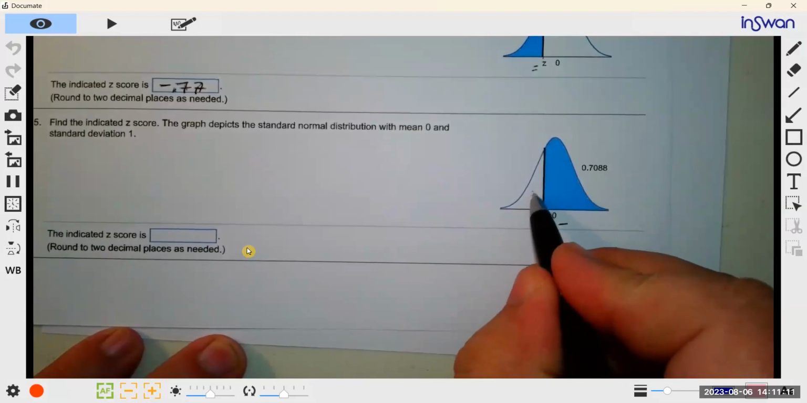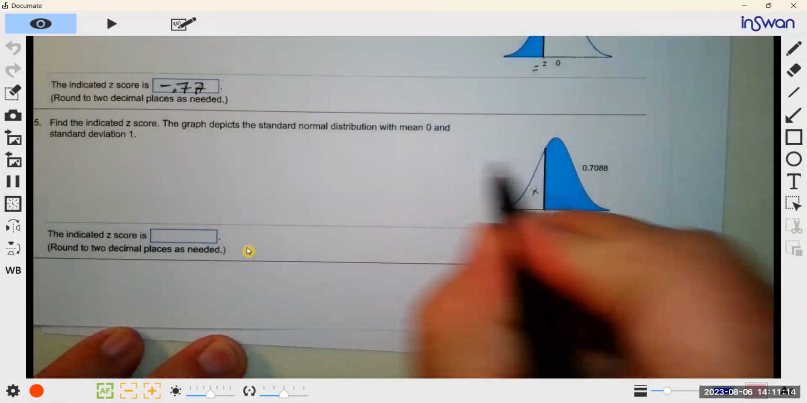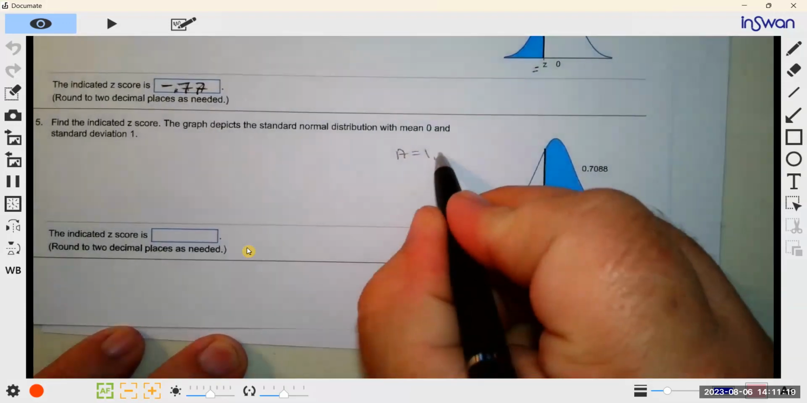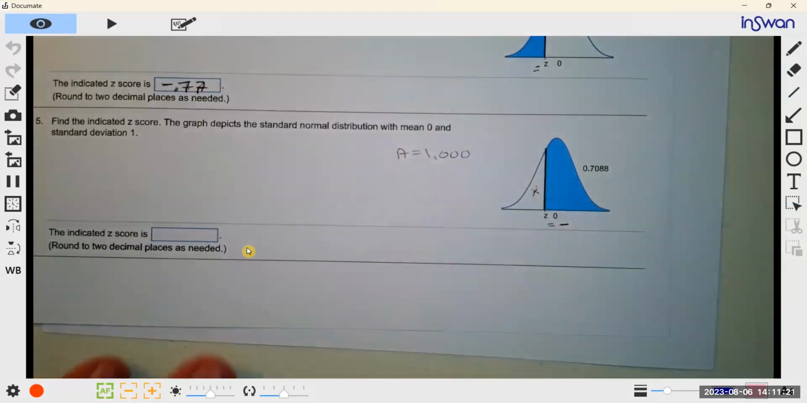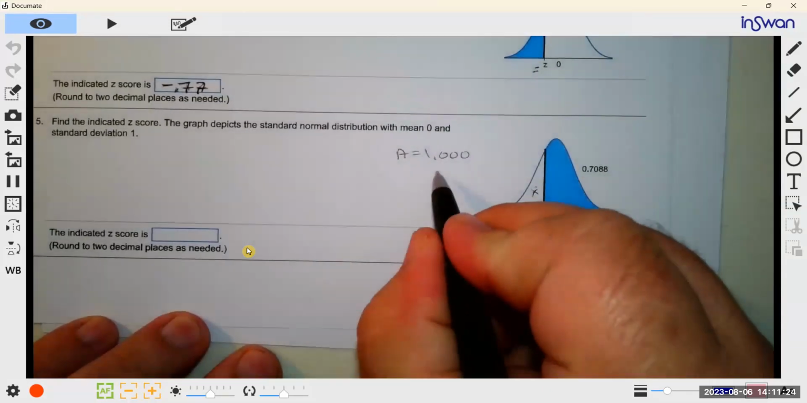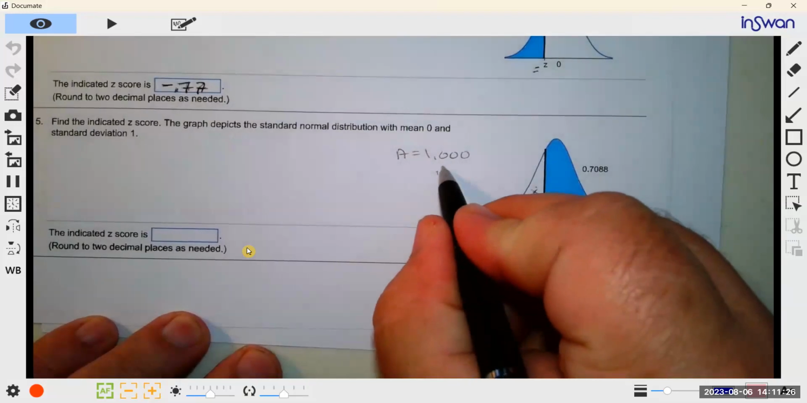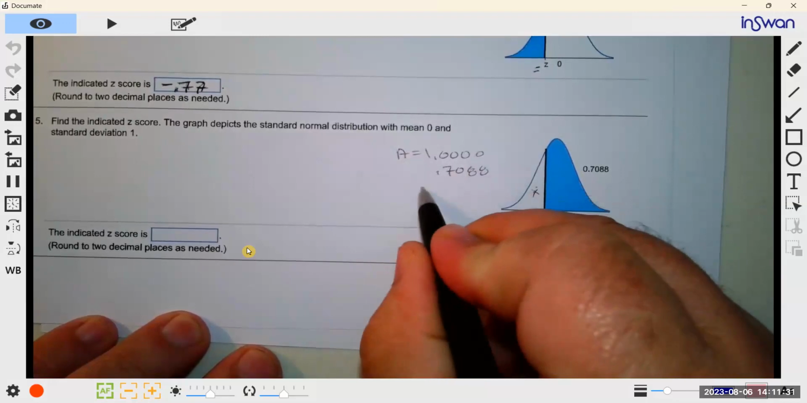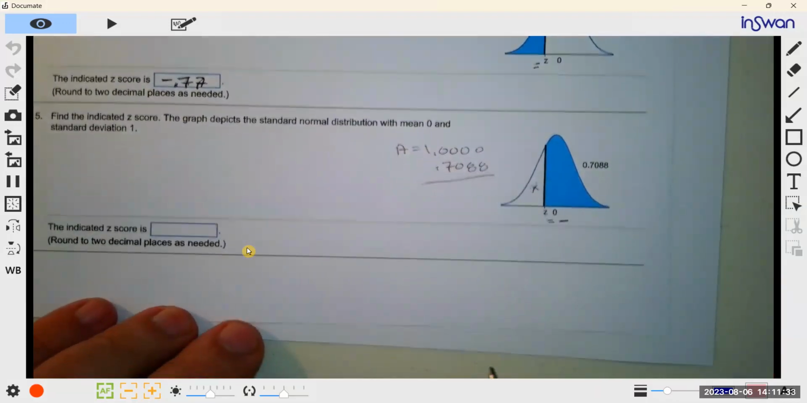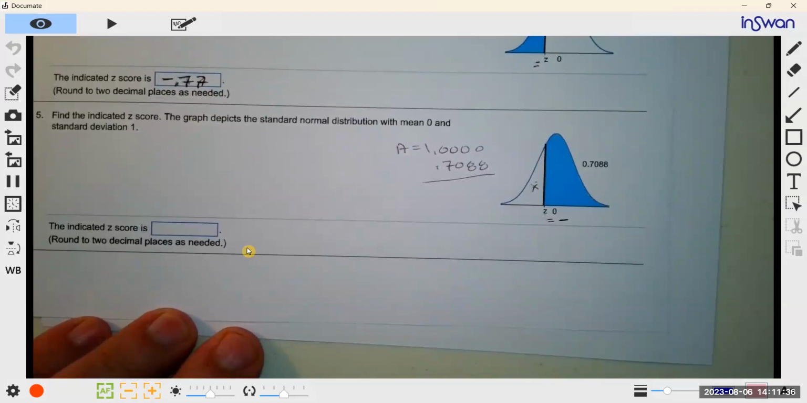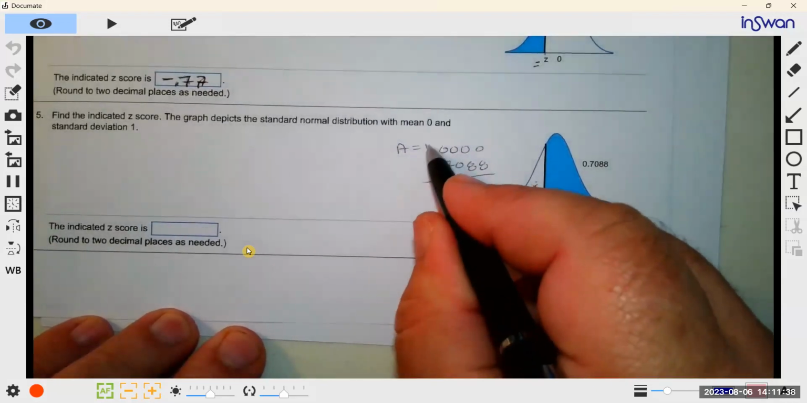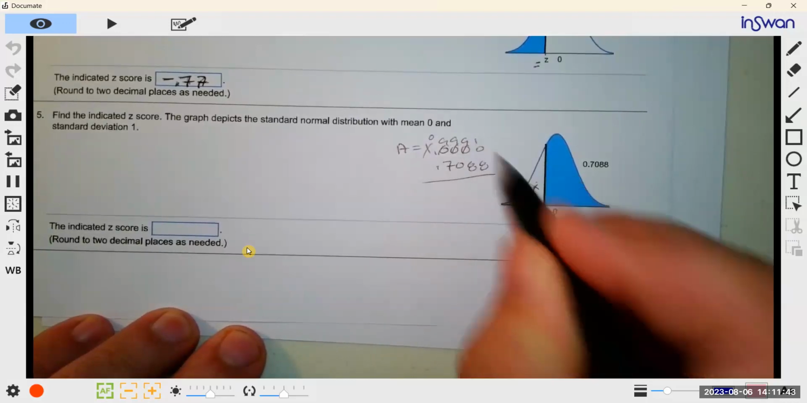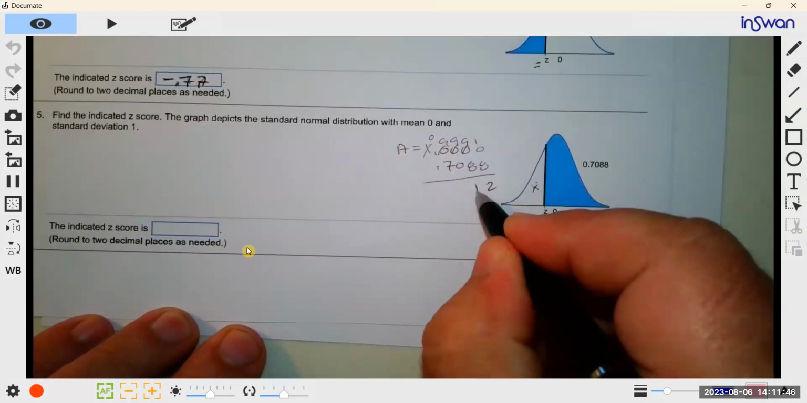How do we find this area? This area here. We know the whole area has to equal 1.00. If we take away the 0.7088, that's going to be 0.2912.